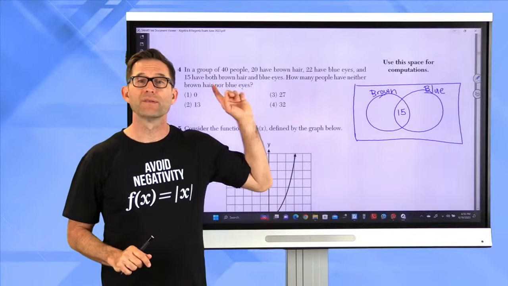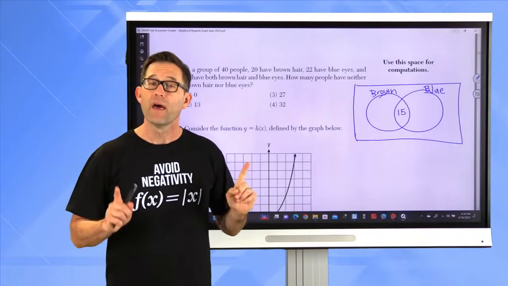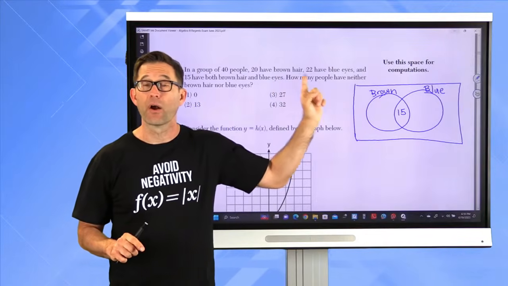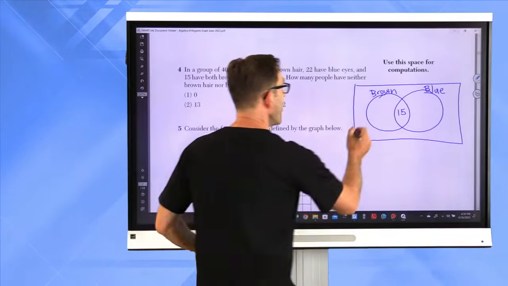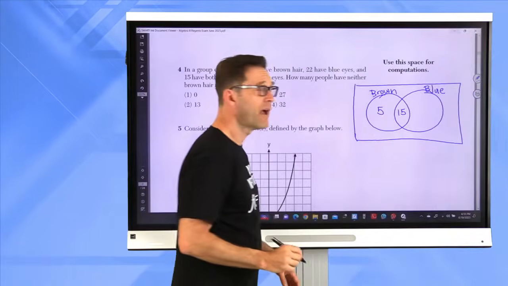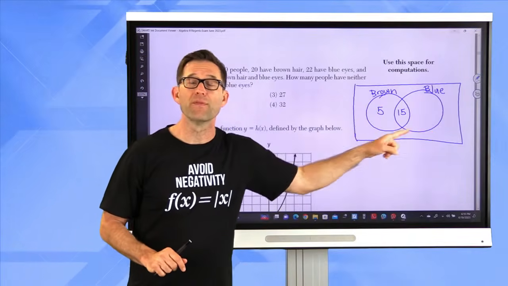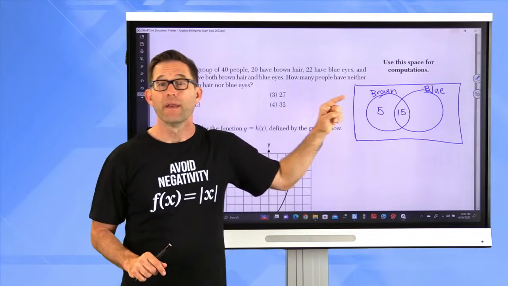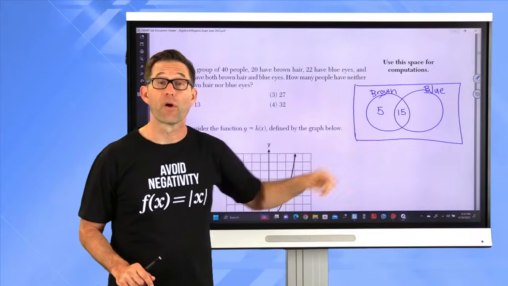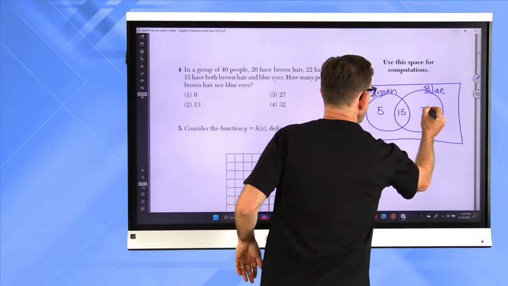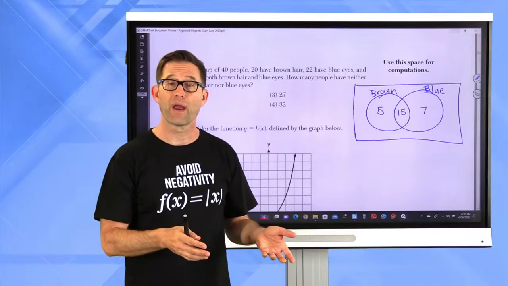Now, they also tell us that 20 people have brown hair, right? 20 people have brown hair, but 15 of them are already accounted for. So there are an additional 5 out here that have brown hair but aren't within the blue eye circle. Now, at the same time, 22 people have blue eyes, 15 of them are already accounted for, so 7 of them are in here, and those are the people that have the blue eyes but not the brown hair.